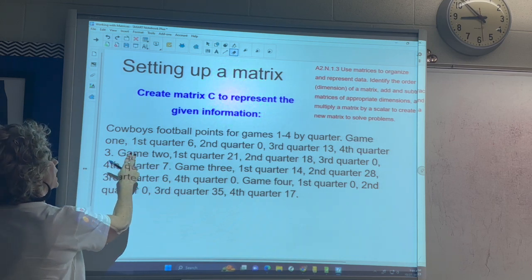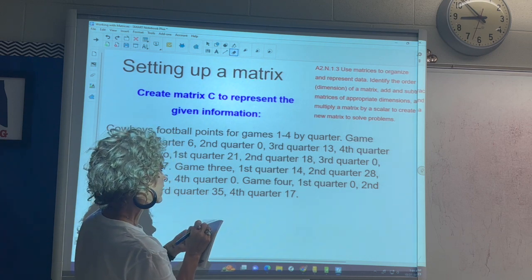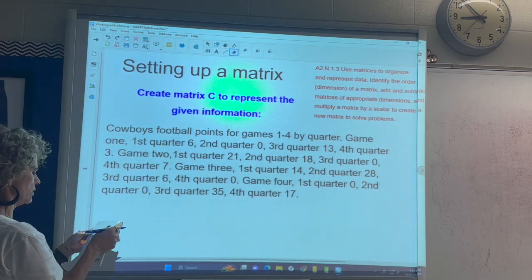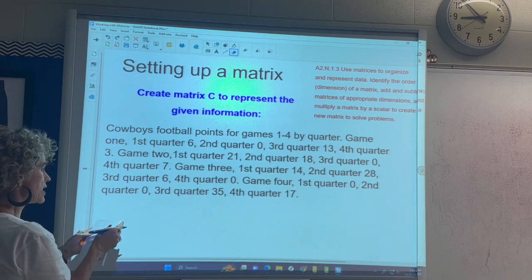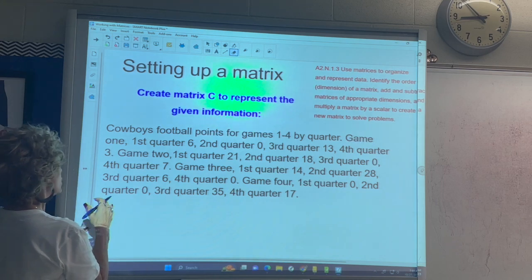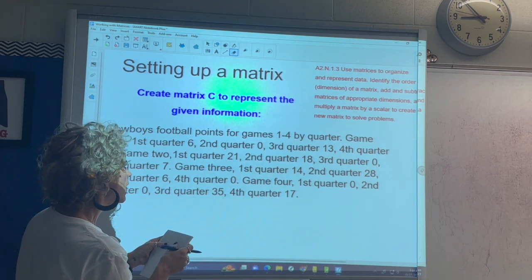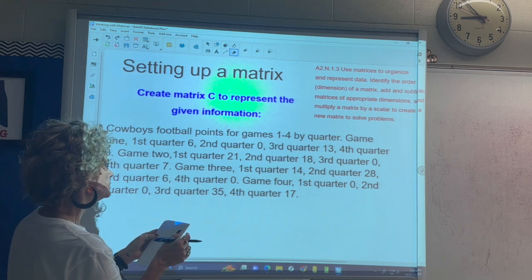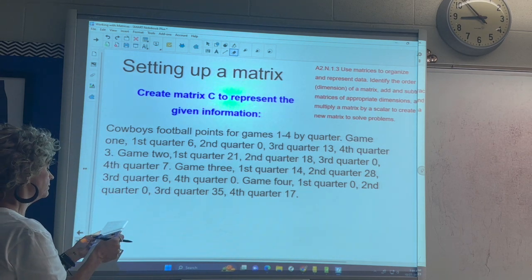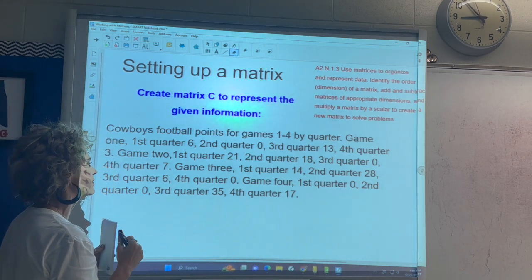Okay, game 2, my first quarter is 21 points. Second quarter is 18. Third quarter, I didn't score anything. And fourth quarter is 7. Game 3, the first quarter is 14. Second quarter is 28. Third quarter is 6, and the fourth quarter is 0. Game 4, last game. The first quarter is 0. Second quarter is 0. Man, we weren't doing very good, were we? Third quarter is 35. Fourth quarter is 17.